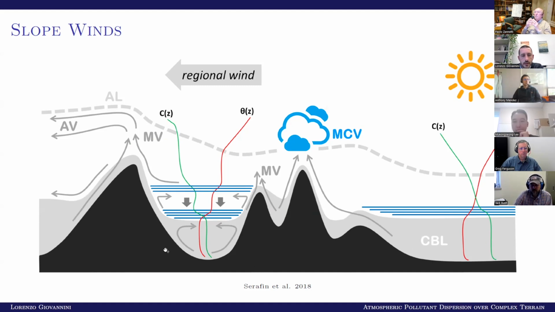For example, here the green line represents an example of a vertical profile of concentration of pollutants, and theta represents the vertical profile of potential temperature. The presence of these circulations during the day can enhance the transport of pollutants along the sidewalls, but can also mix pollutants inside the boundary layer. So you can see that usually we can have a more or less constant concentration of pollutants inside the boundary layer.